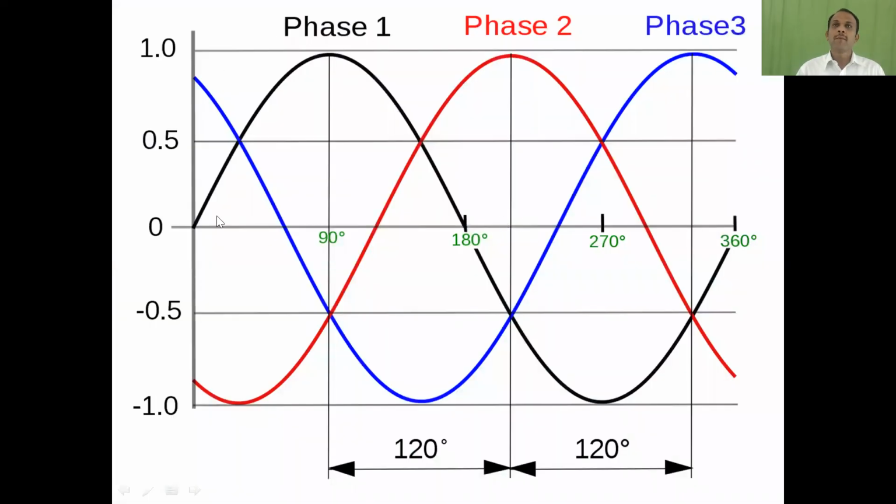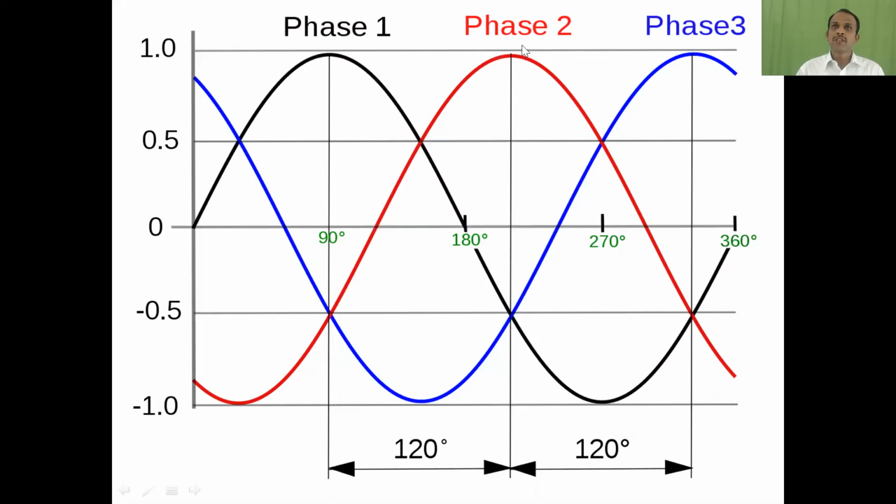And this is the waveform of three-phase circuits. You can see phase 1, phase 2 and phase 3. These are the three phases. In phase 1, it starts at 0, goes to a maximum value at 90 degrees like a normal sinusoidal waveform, goes to 0 at 180 degrees, and at 270 degrees it goes to its minimum value of -1, and at 360 degrees it goes to 0. This is one phase which acts like a normal sinusoidal waveform.